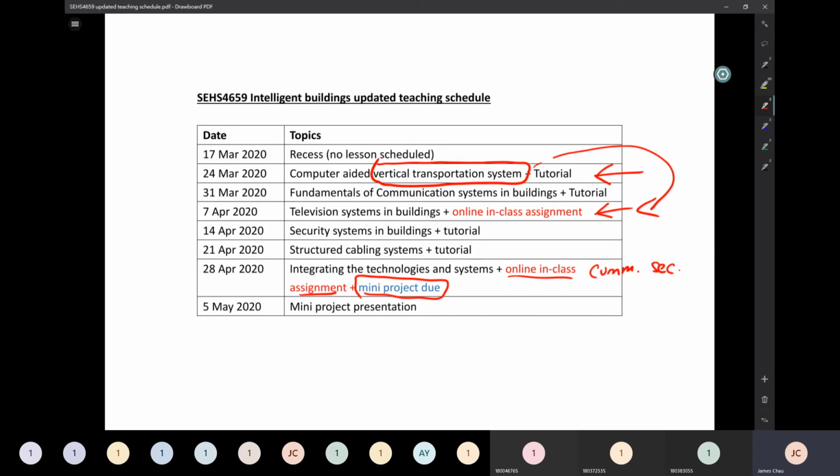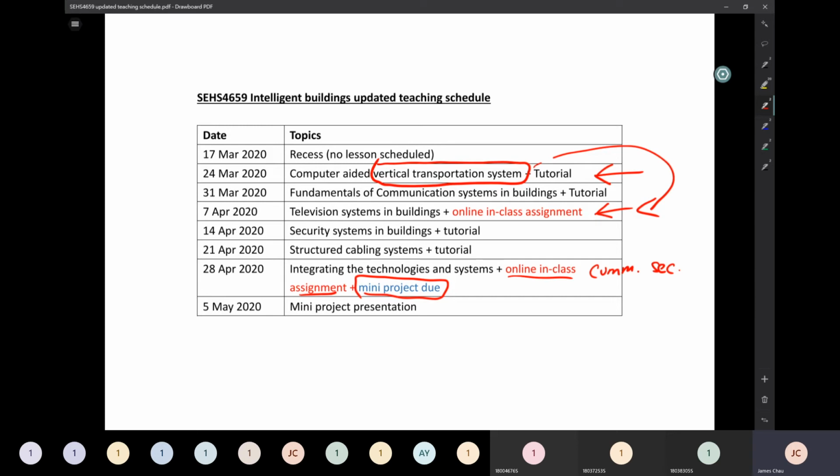Now about the examination, because this subject belongs to mechanical engineering or electrical engineering, we are looking for the HKIE accreditation, and therefore we plan to have an examination for this subject, unless the COVID-19 outbreak becomes serious. Otherwise, we will have an examination. The detail will be told to you later.